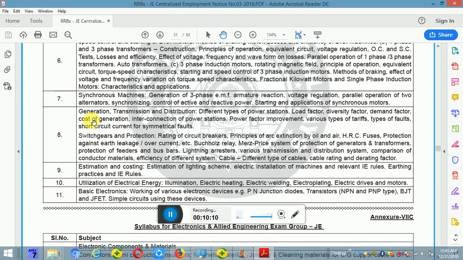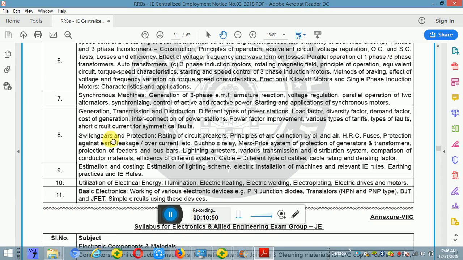Like this, there are different types of power stations. And what are the factors regarding power generation? They are load factor, diversity factor, demand factor, and cost of generation. And using of power stations, interconnection of two power stations, power management in generation and distribution. So power factor improvement, various types of tariffs, types of faults, circuit current, and symmetric faults. So these are also totally included in generation, transmission and distribution.